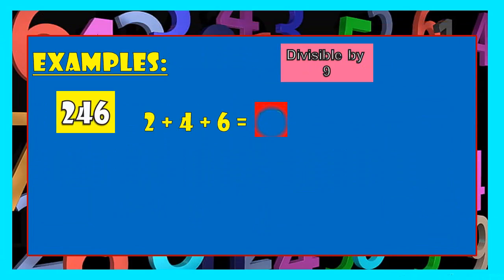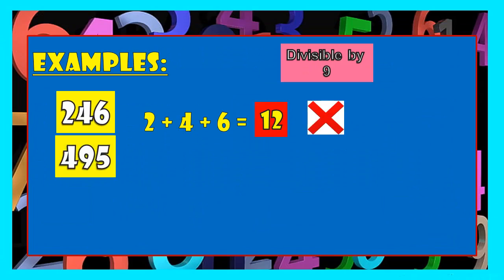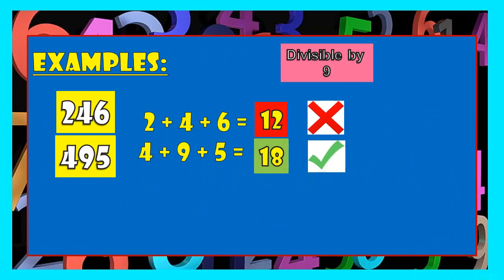246, is it divisible by 9? So let's add all its digits. It is 12. Is 12 divisible by 9? No, it is not divisible by 9 because 12 is not divisible by 9. How about 495? So let's add all its digits. The sum is 18. Is it divisible by 9? Yes, it is divisible by 9. Therefore, 495 is divisible by 9.